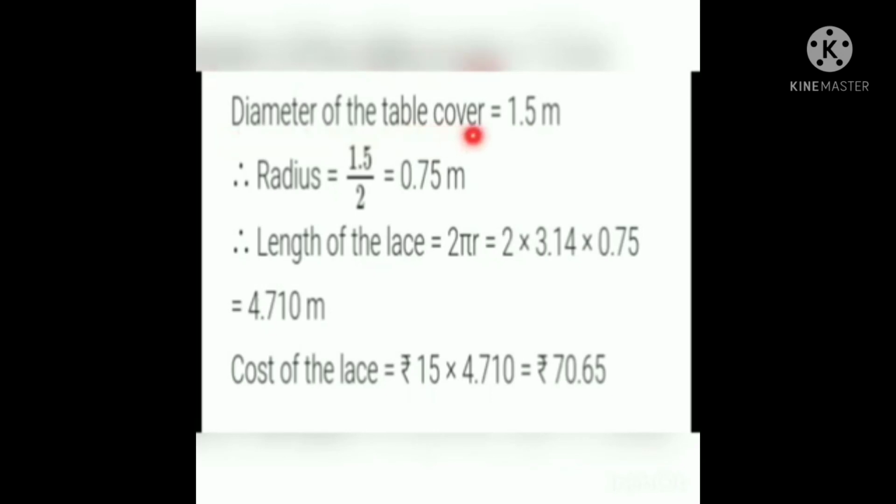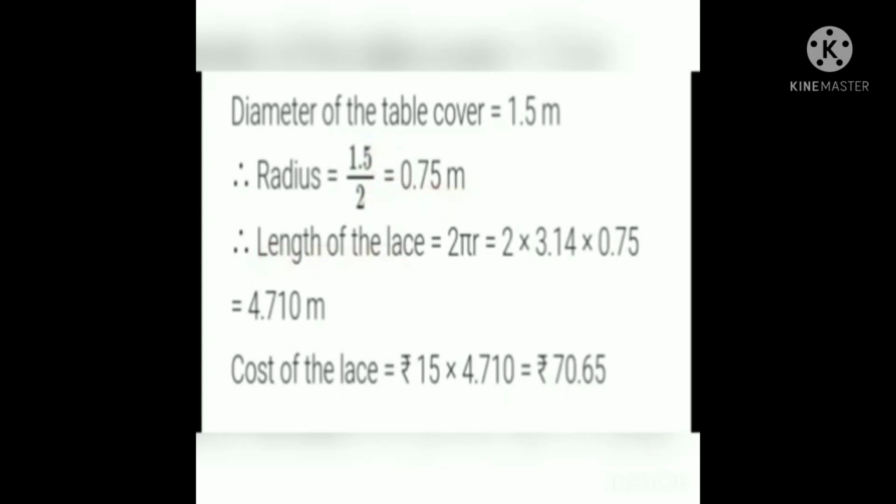The diameter of the table cover is given as 1.5 meter. Here we first have to find the radius, so dividing by 2. Here they divided because it is not in terms of 7, so we will anyway get a decimal number and we cannot cancel also. So 1.5 by 2 is 0.75 meter.